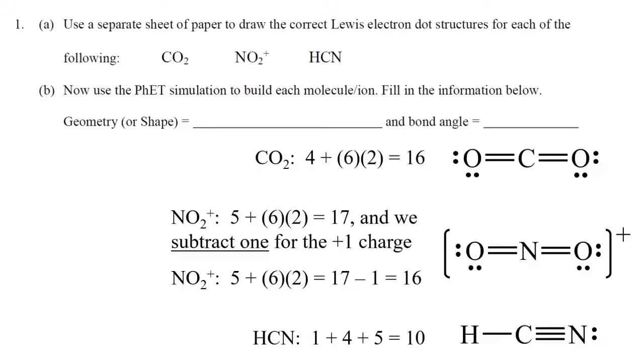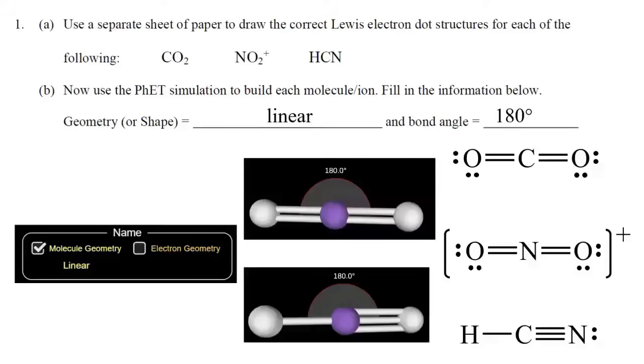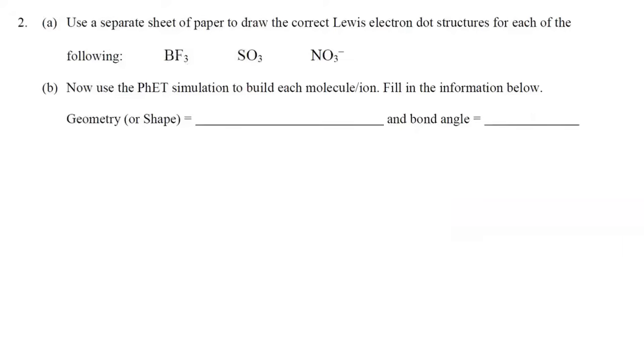So in your packet for question 1, part B, we can say that the geometry or the shape is linear and the bond angle is 180 degrees. All right, moving on to question 2. Part A, use a separate sheet of paper to draw the correct Lewis electron dot structures for each of the following: BF3, SO3, and NO3-.